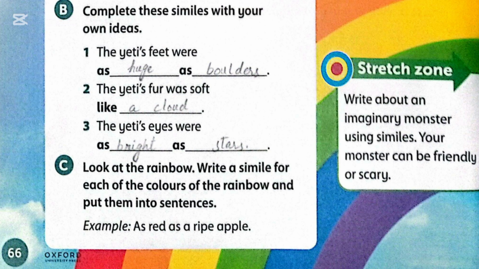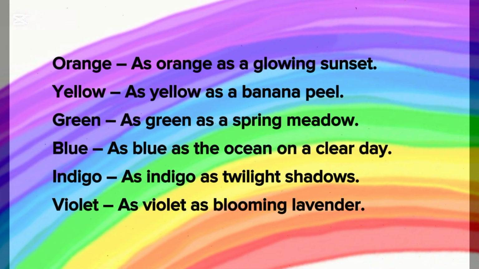Exercise C. Look at the rainbow, write a simile for each color of the rainbow and put them into the sentences. For example, as red as a ripe apple. So on this page, they draw the rainbow and you have to write one sentence using a simile for every color of the rainbow. So here are the sentences.